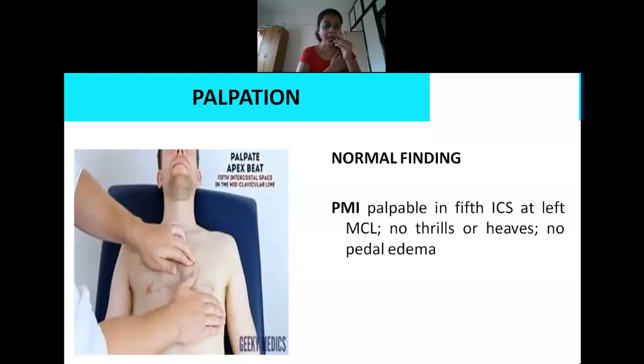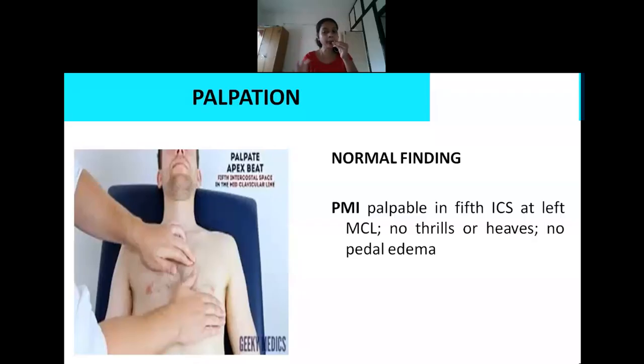Okay, MCL means mid clavicular line. So that is the point of maximum impulse. Anyone can ask you, the point of maximum impulse will always be on the left side, in the mid-clavicular region, in the fifth intercostal space.